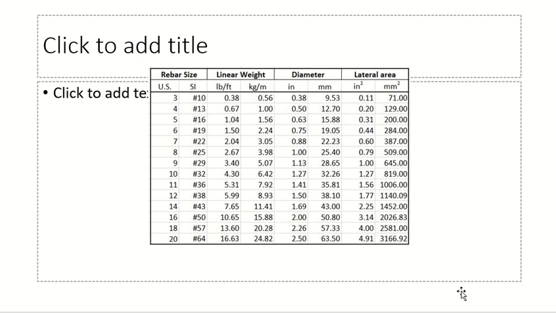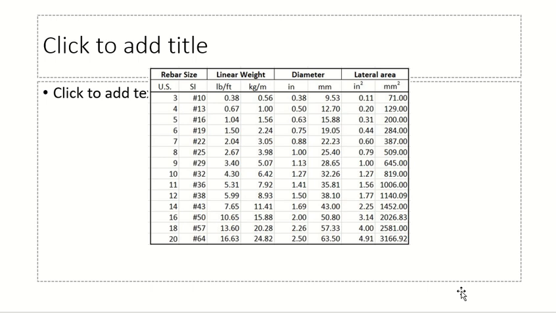Now what is this? The thing which I was mentioning earlier: the size of the rebar, the size of the steel bar, and the weight per unit length in pound per feet or kilogram per meter, depending upon which unit system you are using. The diameter is mentioned here. It is just to show you what it actually means.